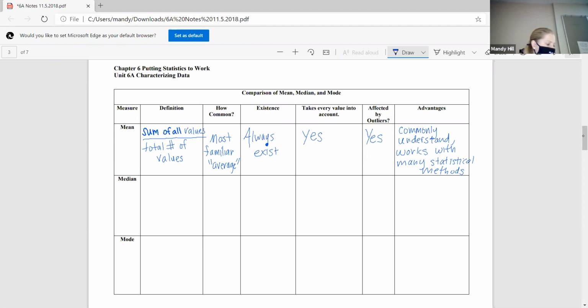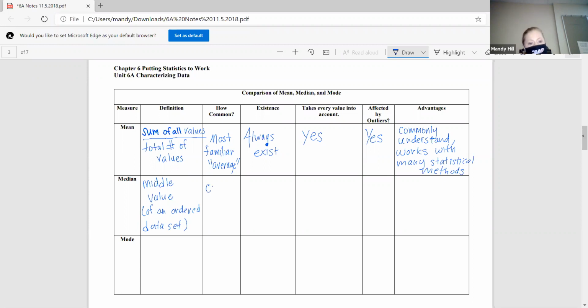The median is the middle value of an ordered data set, because we really need to go from the smallest to the largest. You have to put them in order. You don't just look at a data set that's out of order and pick the one that's in the middle. That's not going to work.